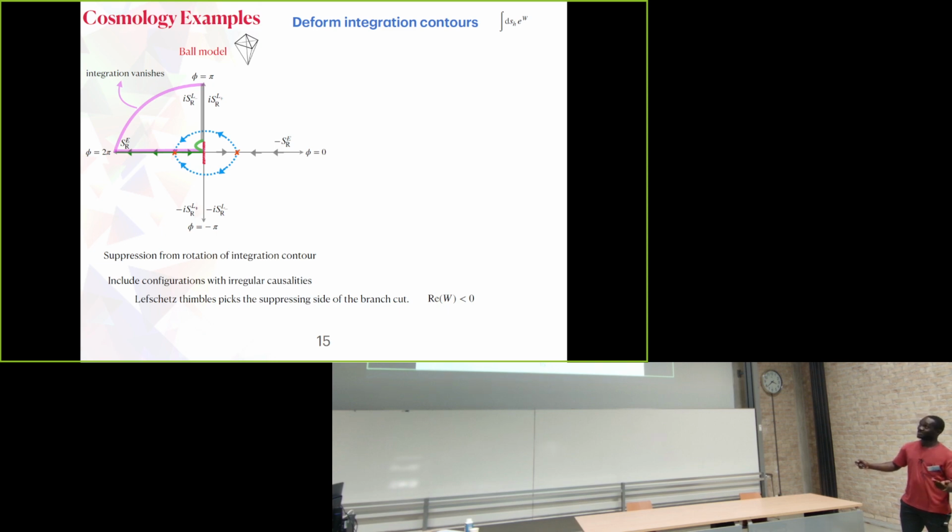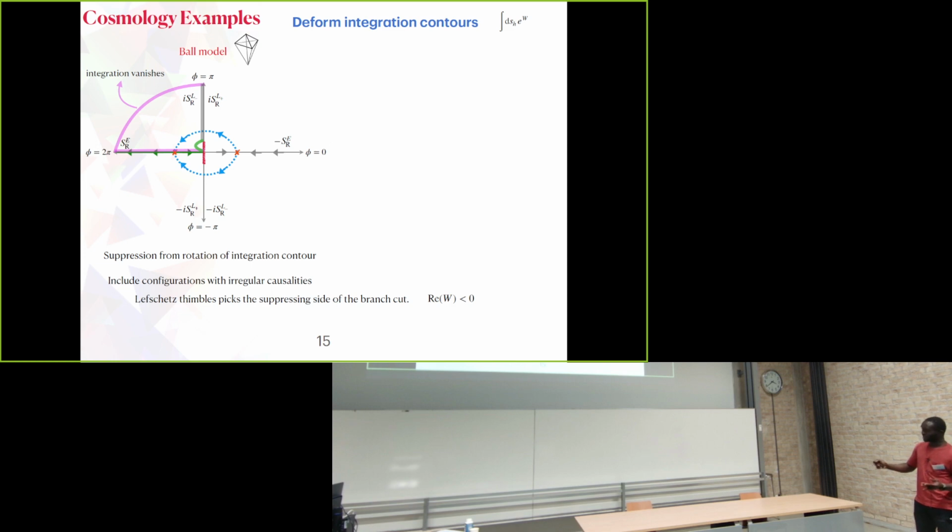The good thing is that you can also include the irregular regions, or you can try to find out without the irregular regions. But the point of this computation is that because you deform this part, it already picks up which side of the branch cut you should do your computation. And this picks out the side that suppresses these irregular configurations, or the causality violation configurations. So that's the main point.